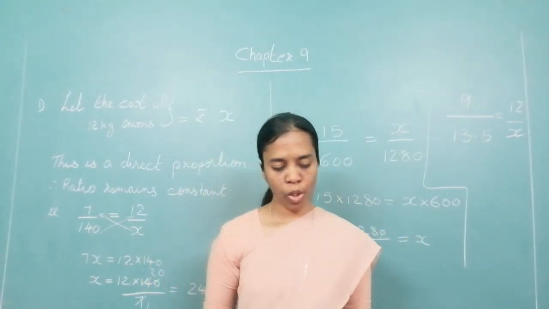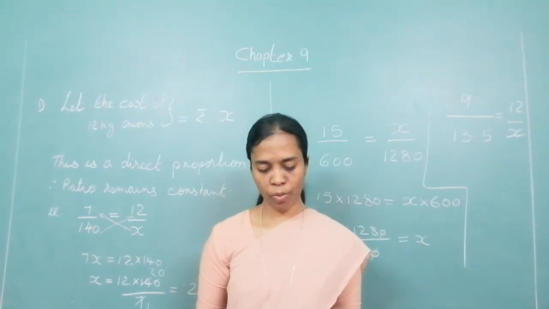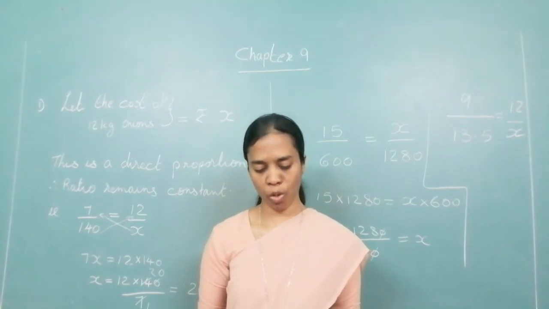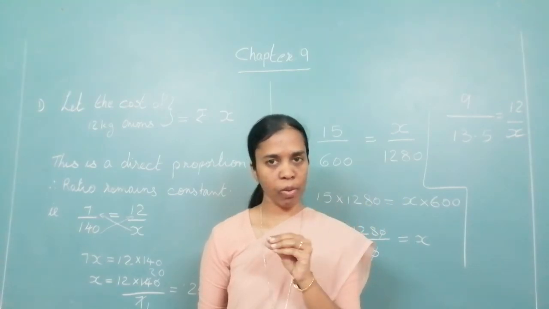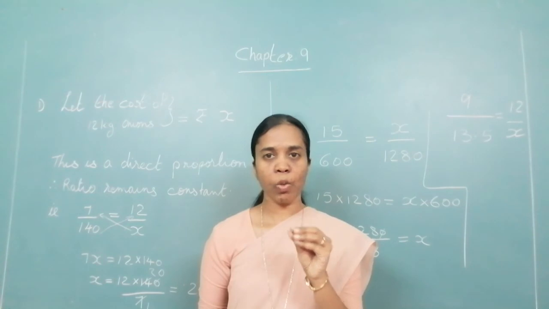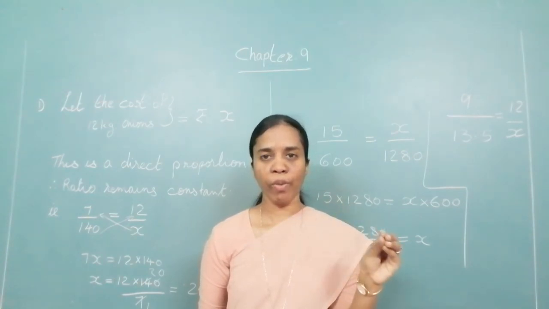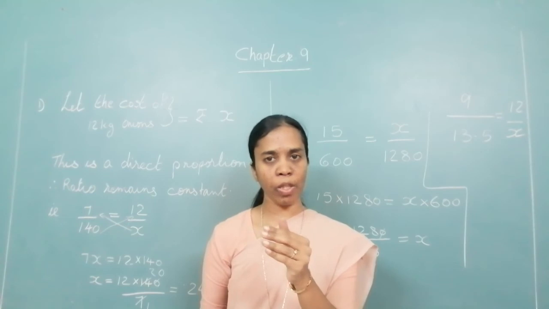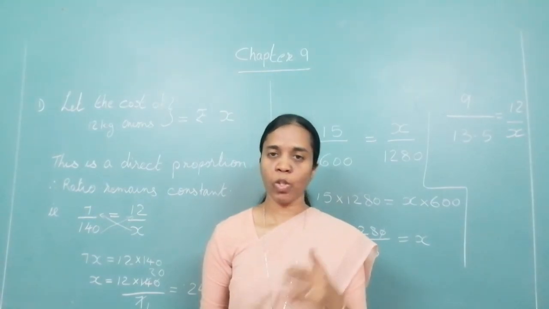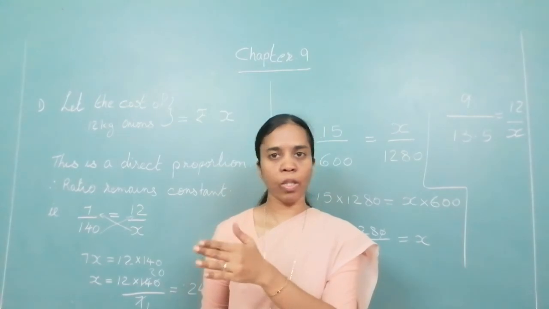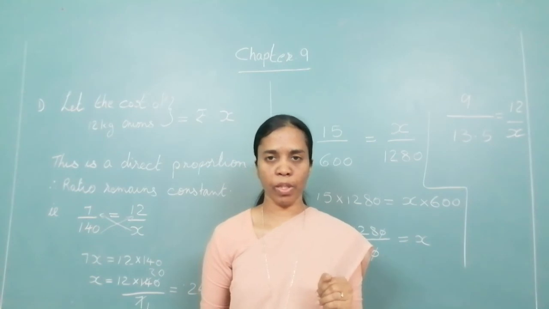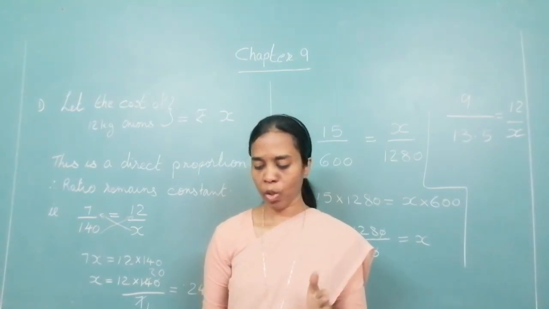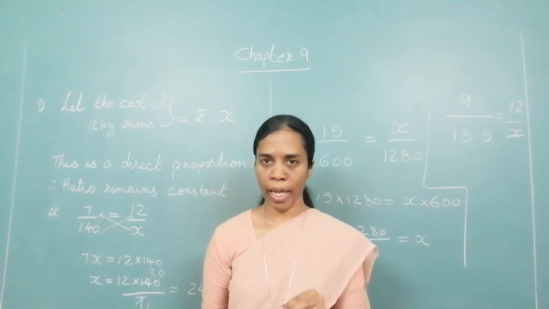Fourth one, the cost of 12 quintals of soybean is 36,000. How much will 8 quintals cost? Now 12 quintals cost this much, so 8 quintals will cost a little less than that. So when one quantity decreases, the other quantity also decreases. One increases, the other also increases. This is a direct proportion, isn't it? So let the cost of 8 quintals be X.